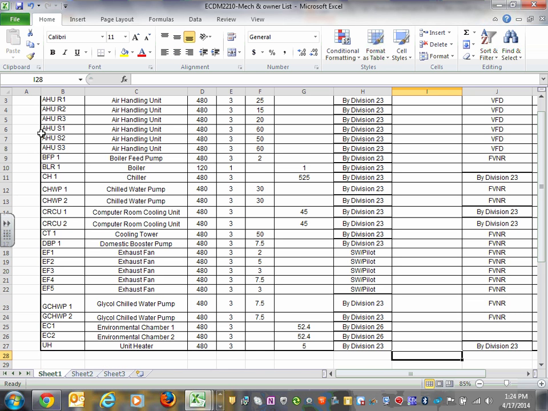So I have my air handling units. I have a big fat chiller here. Can you guys see that one? That baby is sitting at 525 kVA. That's a big chiller, big chunk of your load.